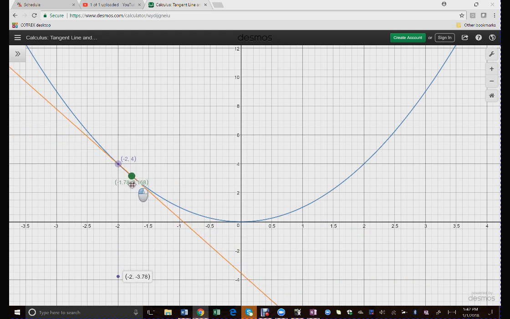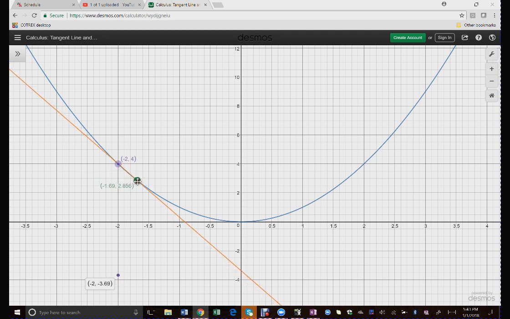Now, here's an interesting thing. Notice how when my points get very close to each other, that secant line is starting to look like a tangent line. And the tangent line also has a slope. The tangent line slope we call the instantaneous rate of change of the function. But this is not a tangent line. It's very close to a tangent line as I get closer and closer here.